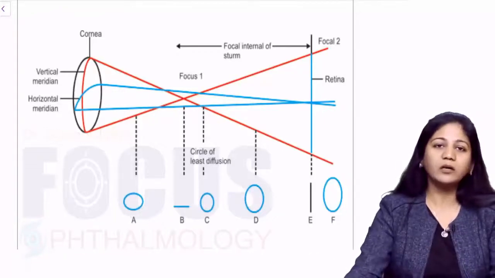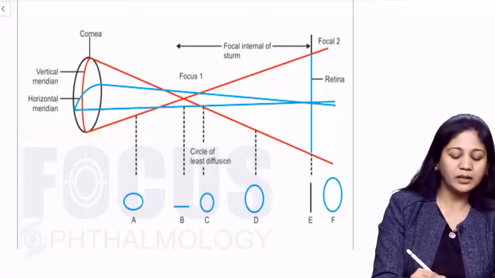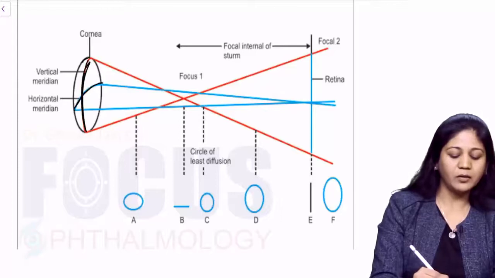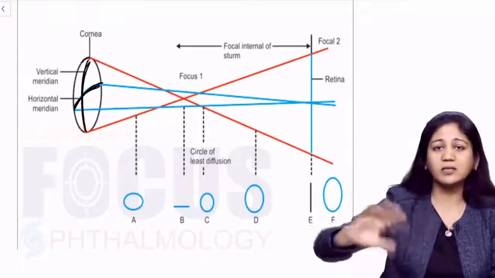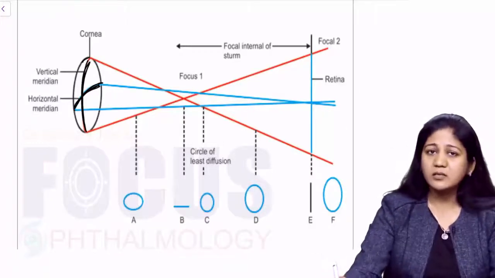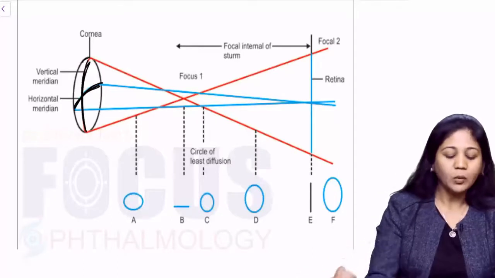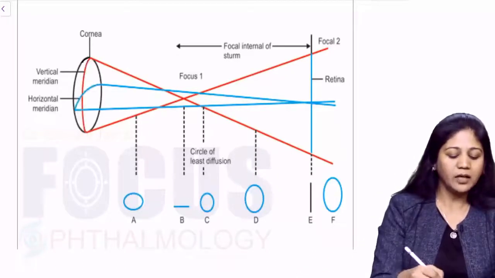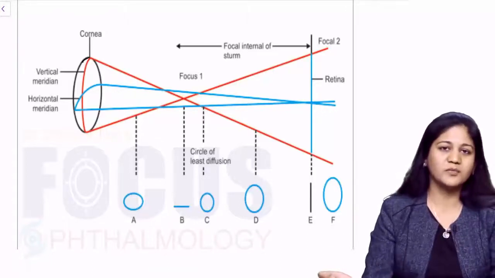So a toric or an astigmatic surface is when you have a vertical meridian, and when you have a horizontal meridian, isn't it? So it has curvatures at two different meridians. This is your astigmatic or your toric surface. Now what happens when the rays of light go through it? This is your Sturm's conoid.